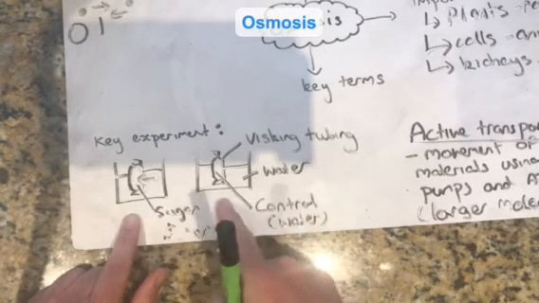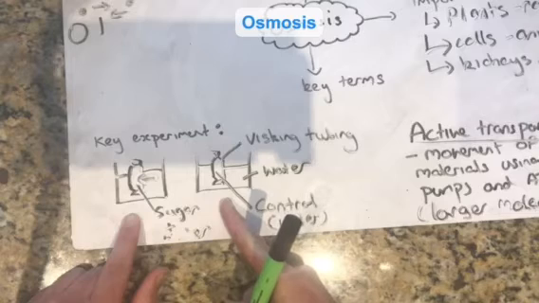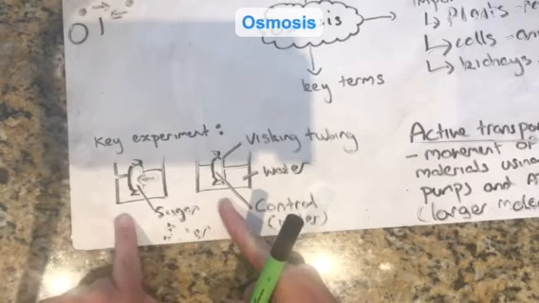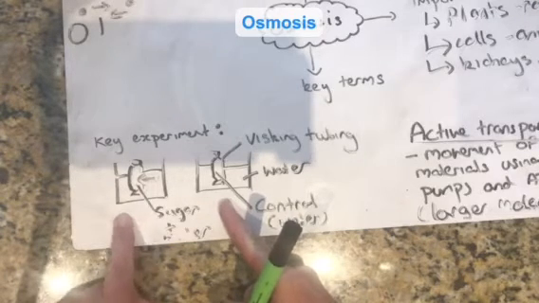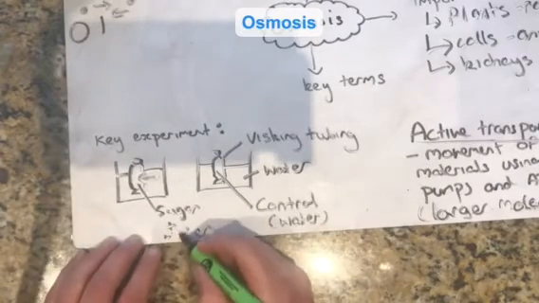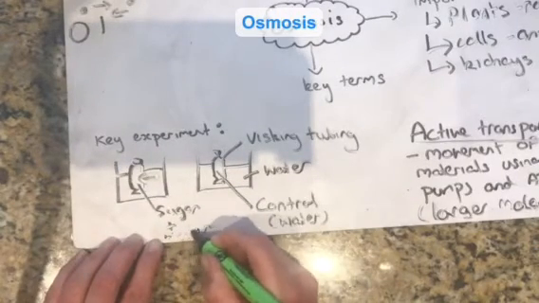We won't see any osmosis, or we should see very little osmosis, in your control sample. So this one will become larger over time, and we should see an increase in mass. This one won't become larger over time. It should stay a very similar size.